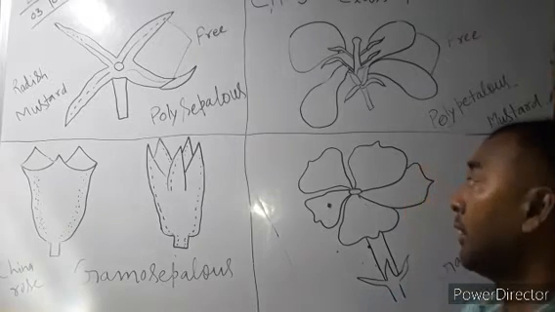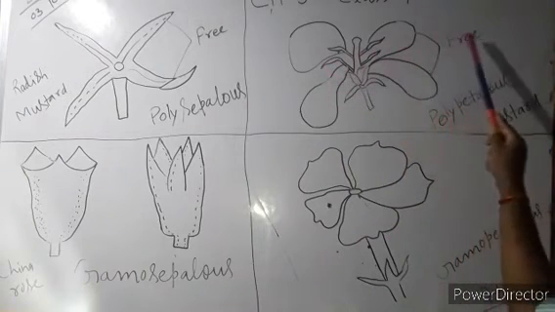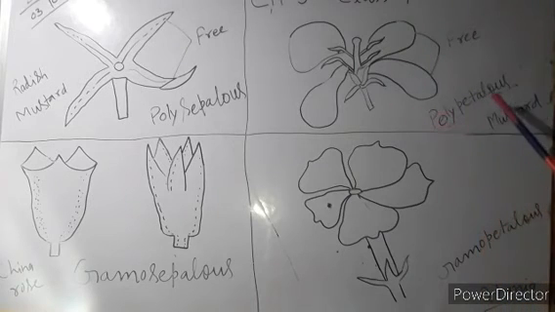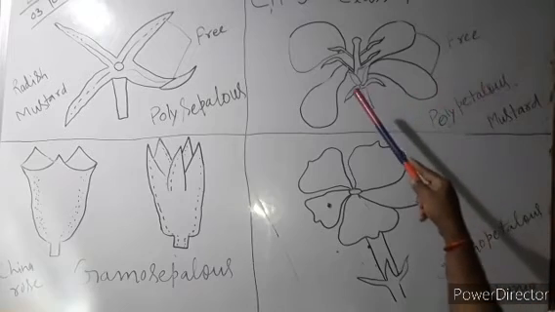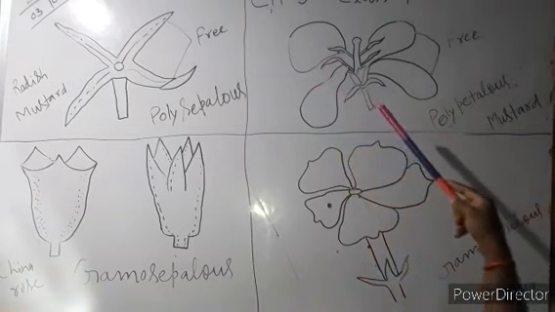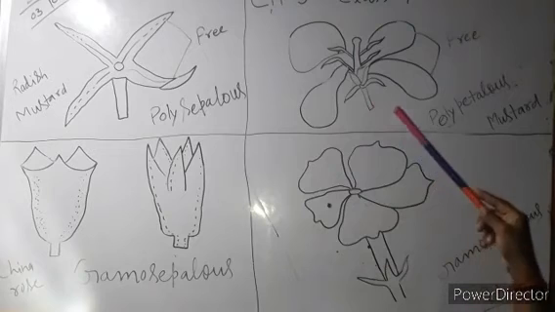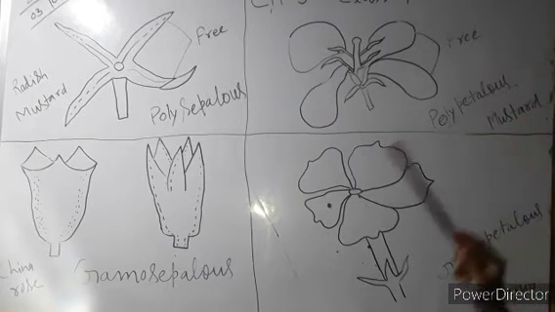Apart from that, you can see here, these are petals which are free from each other. That condition is known as polypetalous condition, and it is found in mustard. You have seen it also. In the case of mustard, sometimes you have plucked the flower and even the petals, and you will get them separately. It is seen in the mustard plant.